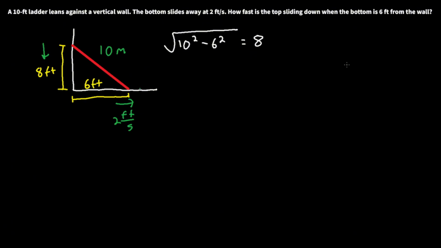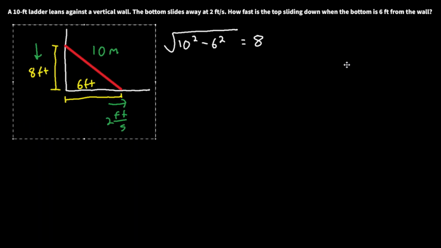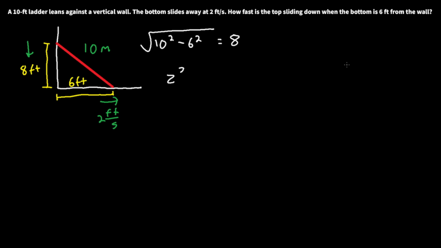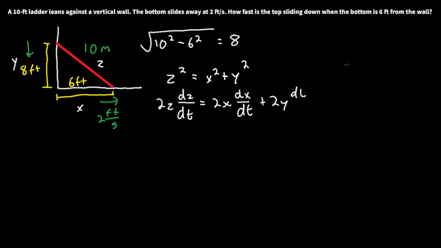So we already have how fast the ladder is sliding, 2 feet per second horizontally against the floor, but we want to solve for how fast the ladder is sliding vertically against the wall. So how do we do that? Well, let's use the Pythagorean theorem. z squared, z is the hypotenuse in this case. So let's write down z here. This is x and this is y. z squared is equal to x squared plus y squared. All right, let's take the derivative of this. Implicit differentiation, you get dz over dt is equal to 2x dx over dt plus 2y dy over dt.